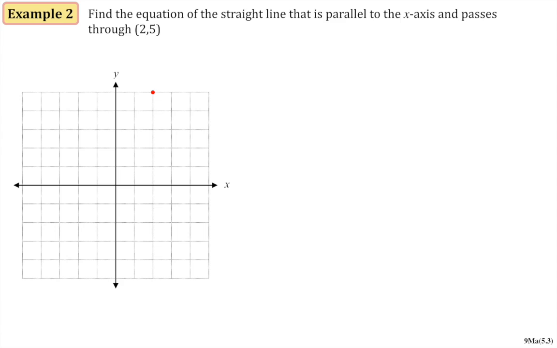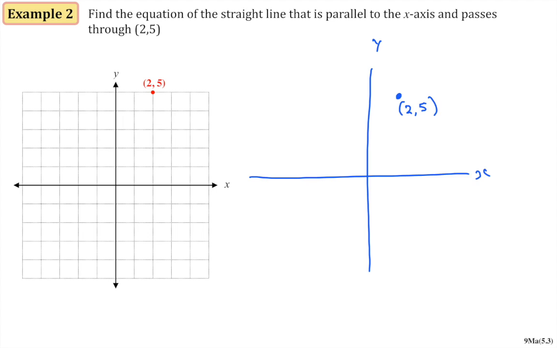Let's try example 2. With example 2, it says find the equation of the straight line that's parallel to the x-axis and passes through 2, 5. Now, if you don't have a grid drawn up, you're still going to do this. You just go, 2, 5 is maybe across 2 and up 5, about there. So you just go somewhere there and you'll go 2, 5. That's it. The x-axis, the y-axis. And it says find the equation of the straight line that's parallel to the x-axis.